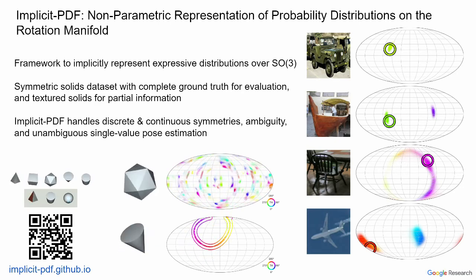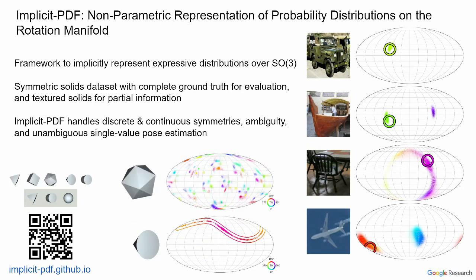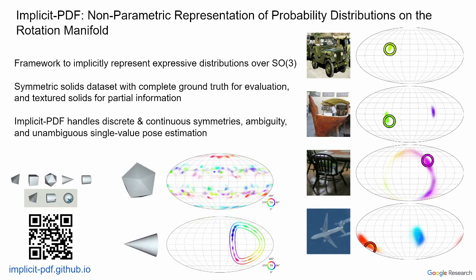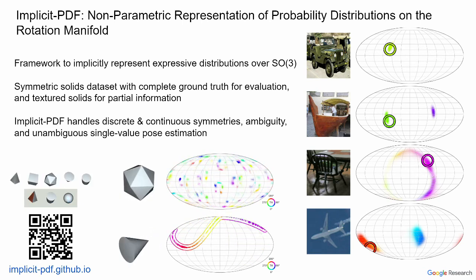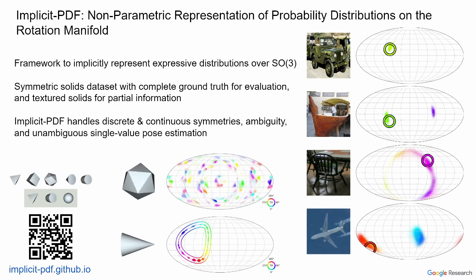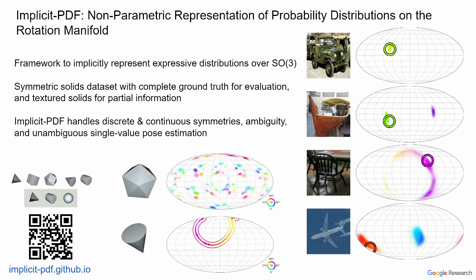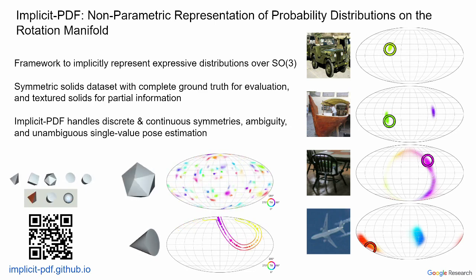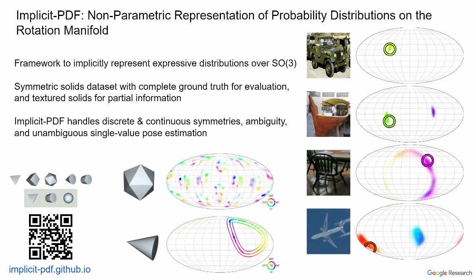To summarize, our method implicitly represents arbitrary distributions over the space of rotations. Please visit our website for code and a challenging new benchmark dataset for pose estimation. On this dataset and others, Implicit-PDF successfully handles discrete and continuous symmetries, uncertainty, and still does remarkably well on unambiguous single-value pose estimation.